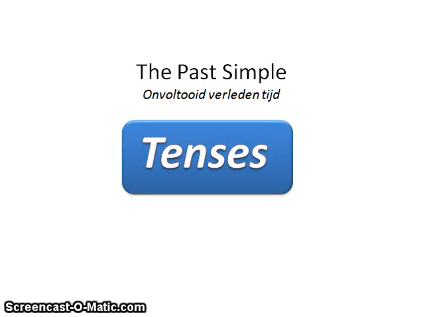The next tense I'd like to tell you about is the past simple tense, which is known as the onvoltooid verleden tijd in Dutch. Now, the past simple creates some problems for Dutch students because the past tenses in Dutch can be used interchangeably. It doesn't matter whether you say ik ben geweest or ik ging. It's not the same case in English, but I will be telling you more about when to use the past simple in the next video.